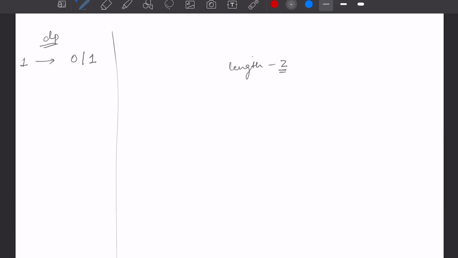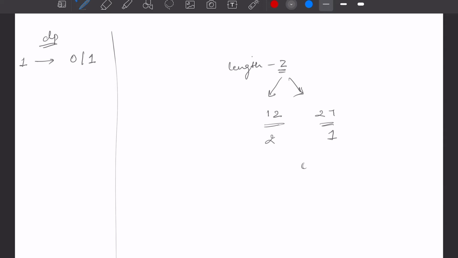So now if length is 2, then again there are two possibilities. If I have something like 12, I can do it in two ways, right? But if I have something like 27, which we just discussed, I can do it in one way. And if we have something like 09, we can't do it, right? Because we don't have a mapping for 0 and we don't have a mapping for 09.